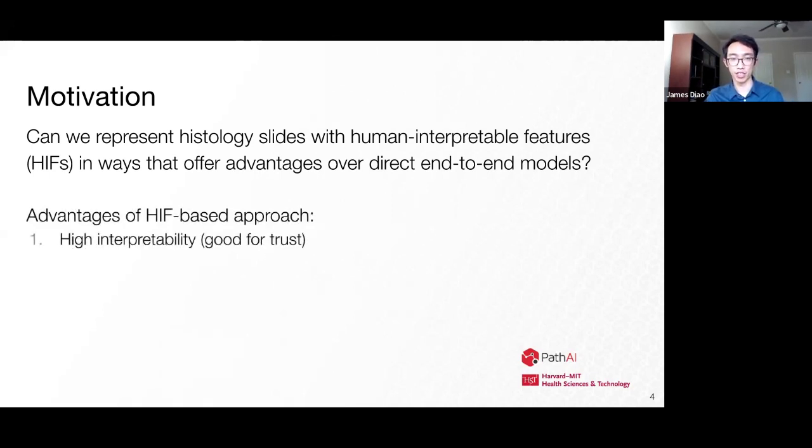Some advantages of this include improved interpretability, which is especially helpful for building trust and reliability within clinical settings where being able to justify decisions is paramount. And of course, I'll talk a little later about comparison with other interpretability methods that are used for end-to-end models like class activation maps or saliency maps.